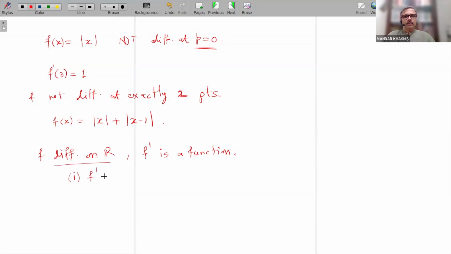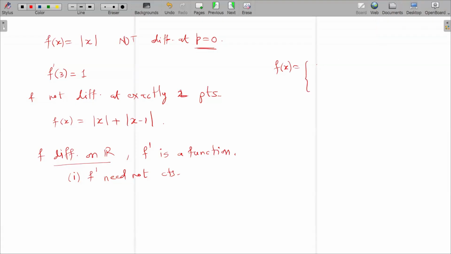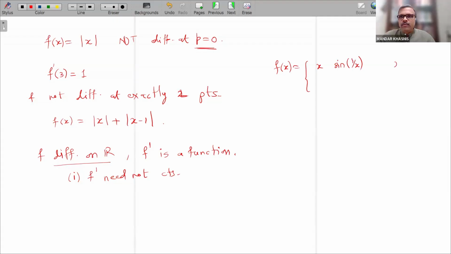Okay, I write the point. F dash need not be continuous, even continuous. One example is coming up. f of x is equal to x sine 1 by x, for x non-zero, and 0 for x equal to 0.